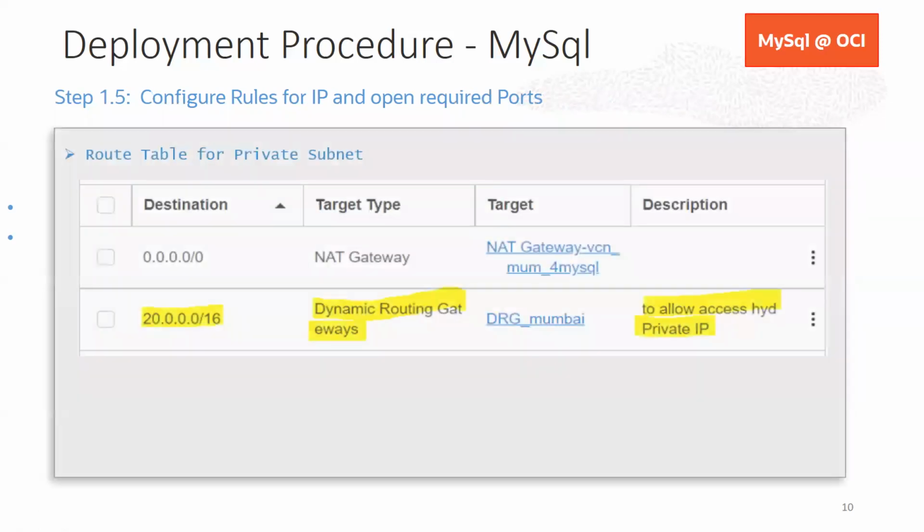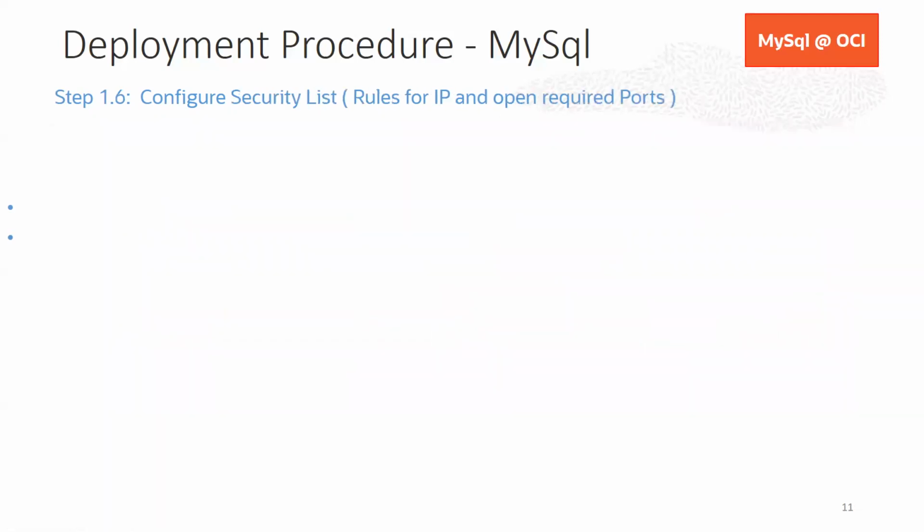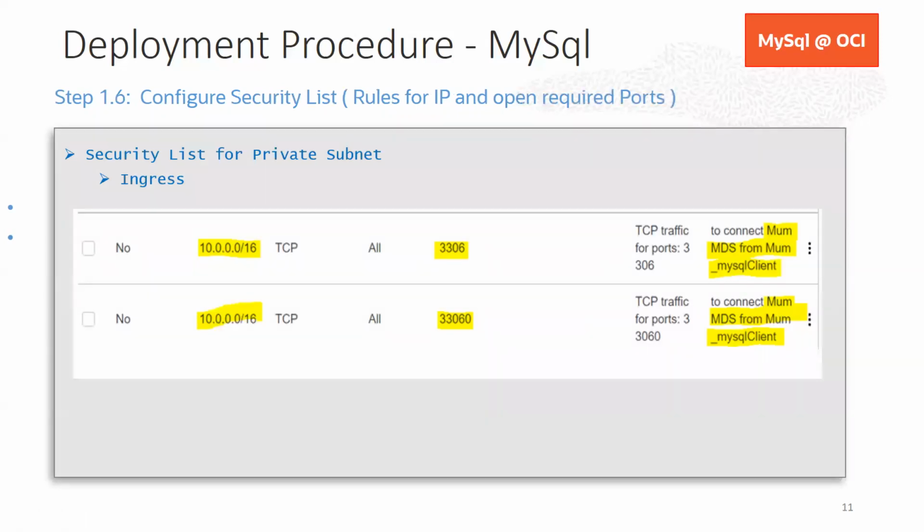Now we need to update the route tables in the private subnet. So I'm using 1.0.0 as a high piece. Any high piece can connect to my MDS, and we need to provide the NAT gateway as a target type. If DR is required, then we can update the DRG and DR IP in the destination. Otherwise, we can ignore the second row. Now we configure the ingress rules with IPs and ports. So 3306 and 33060, these two ports are required to access the MDS.